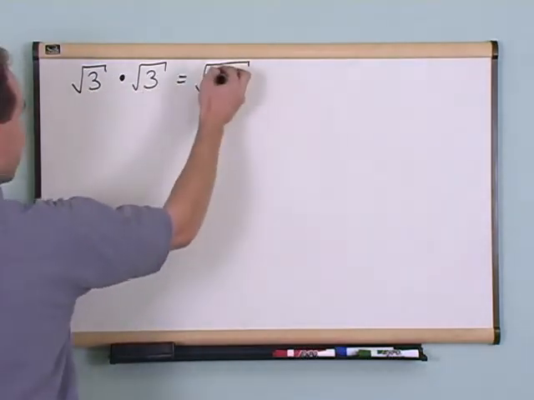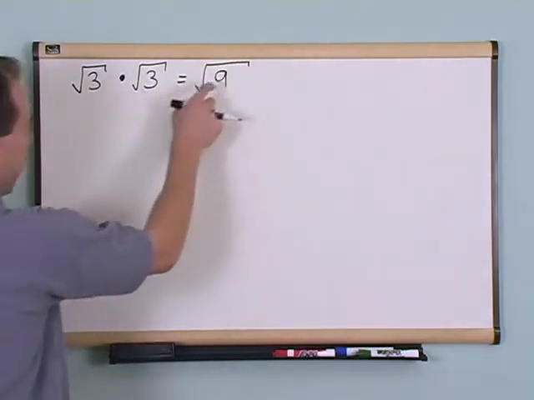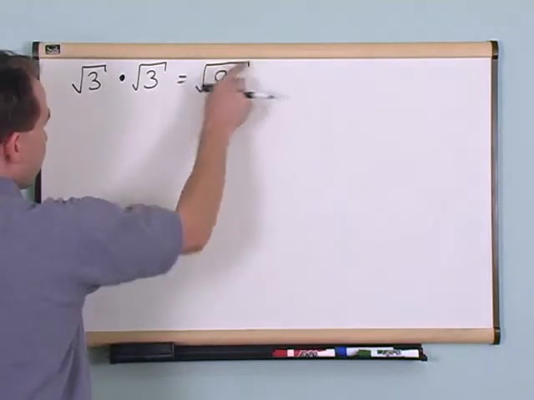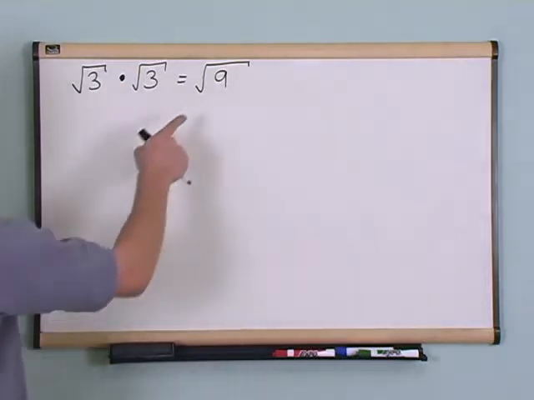3 times 3 is 9. Just make sure that whatever you multiply here, it has to stay underneath a new radical, because after all, that's what you're dealing with in the first place. So you could write that down as your answer, but we know that we should always check to see if the radical is fully simplified.